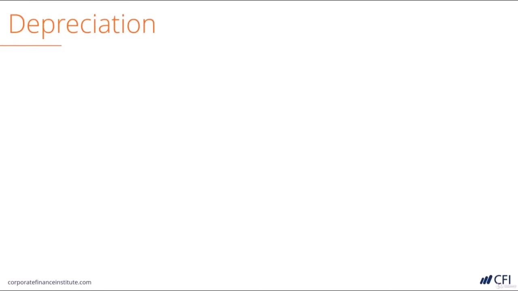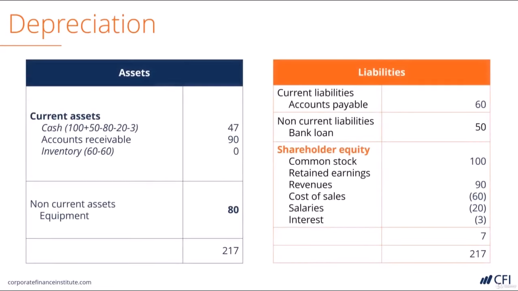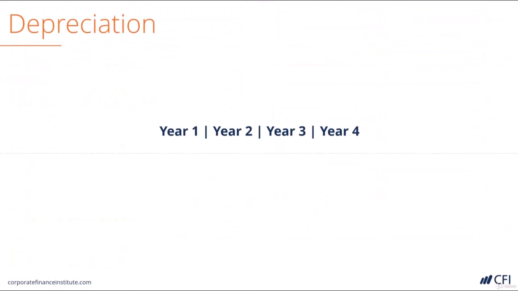Now let's cover depreciation expense. Recall from our balance sheet example that we purchased equipment of $80. This equipment of $80 was recorded as a non-current asset under the heading Property, Plant, and Equipment. Now, let's assume that the useful life of this equipment is 4 years.